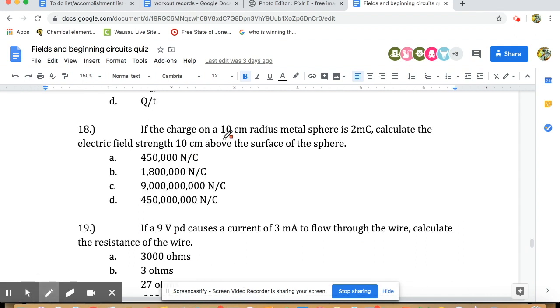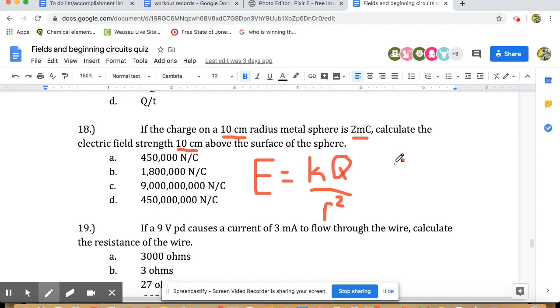The charge on a 10 centimeter radius metal sphere is 2 millicoulombs. What is the electric field strength 10 centimeters above the sphere? Well, if you remember, electric field strength is force per charge. So electric field strength is going to equal k times Q over r squared, but we're going to divide one of those Q's out. So we only need one of the Q's here. And there's an equation for electric field strength.